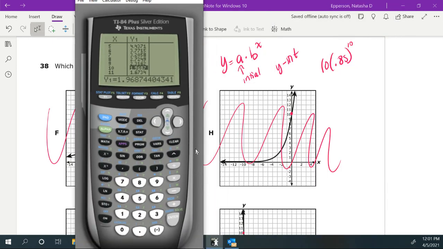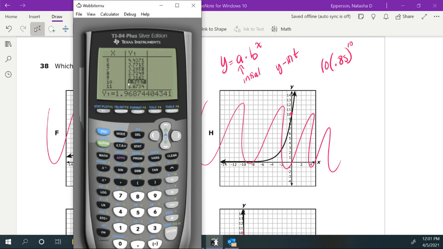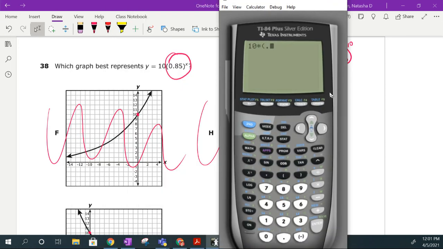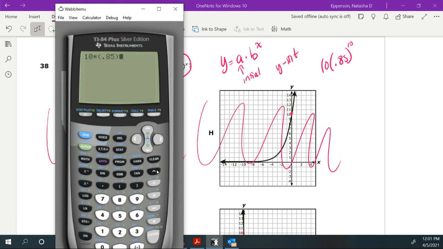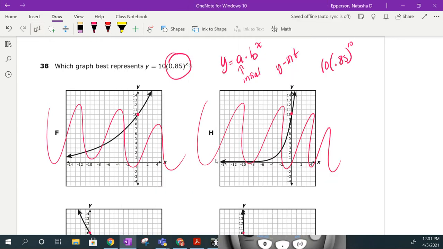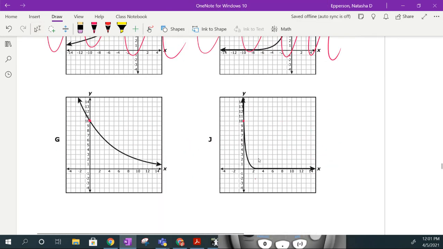I'm going to clear this. It should give me 2. So let's see. 10 times, and then parentheses, 0.85 to the power of 10. That gives me 1.96. So by default, it's going to have to be J.